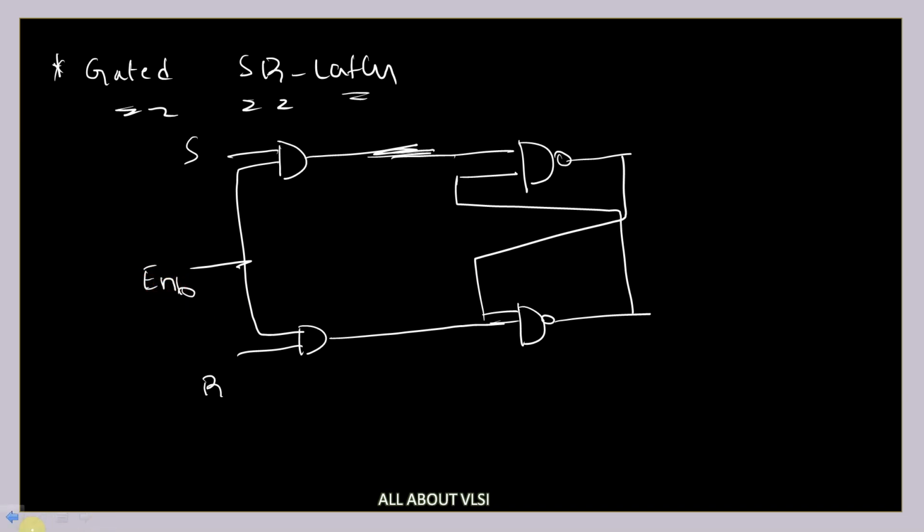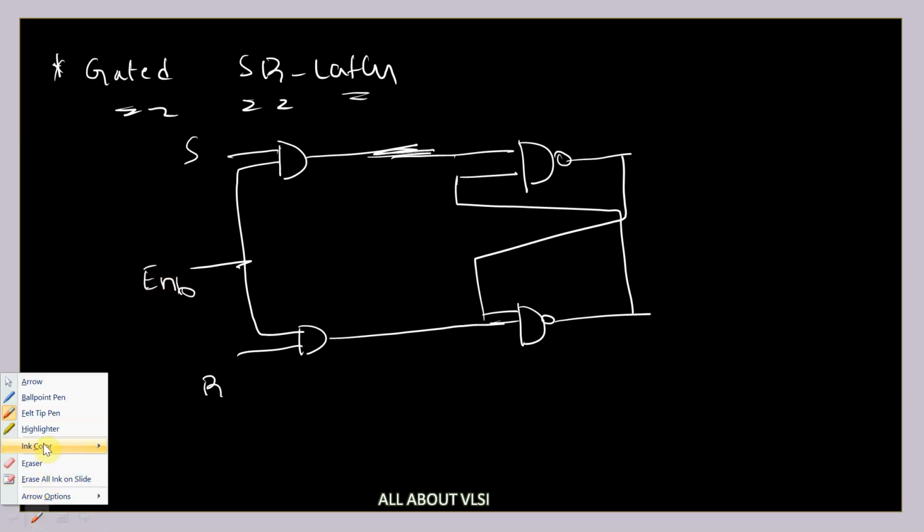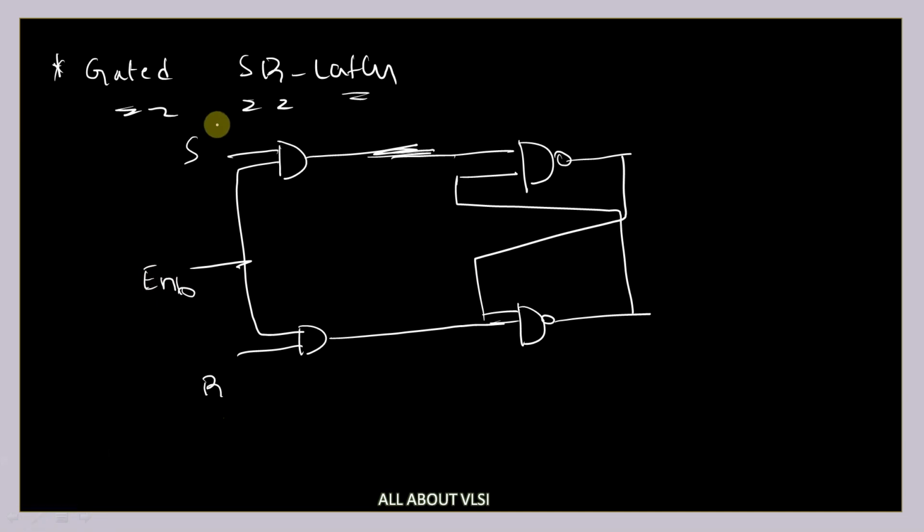Now, whenever you are going to give S is equal to 0 and R is equal to 0, let's say S is equal to 0 and R is equal to 1. That means here it will be equal to 0, S is equal to 0, and here it will be R is equal to 1. Okay. Now, what is happening? Obviously, if an input of your NAND gate is equal to 0, output will be equal to 1. And here 1, that means it will become 0.